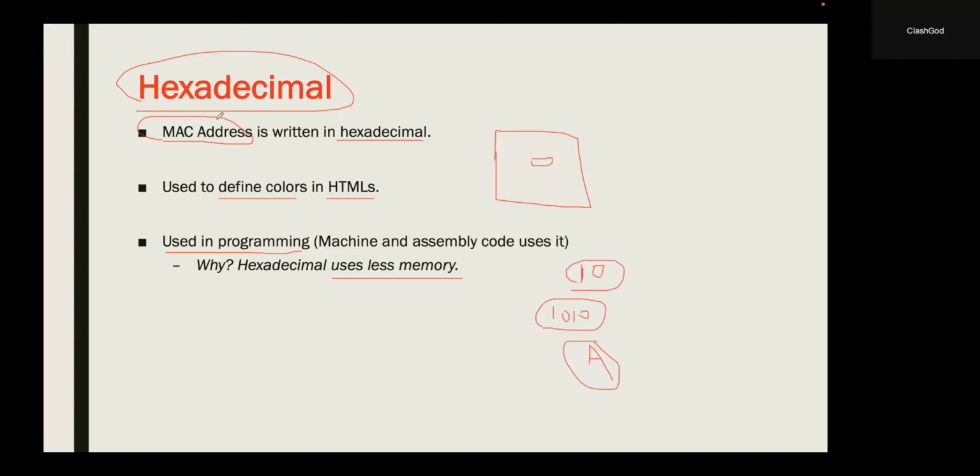So these are the three main functions of hexadecimals. They are used to write or create MAC addresses. They are used to define colors in HTML. And finally, they are used in programming. And the reason why they are used in programming is because it takes up less memory to present numbers.